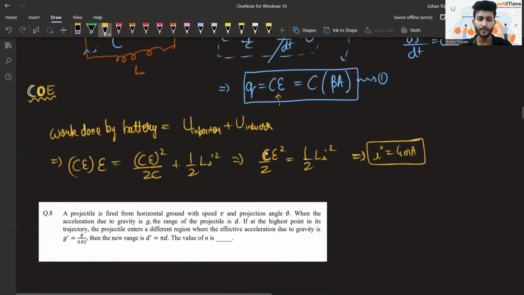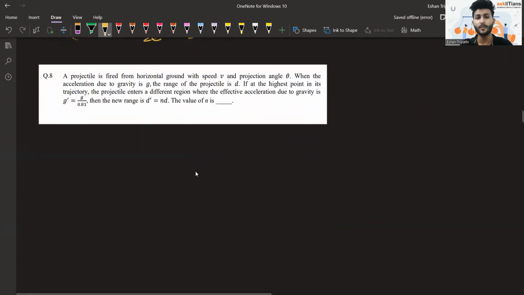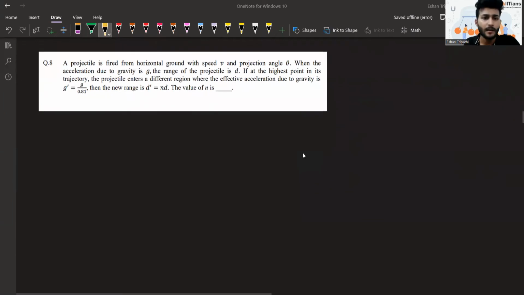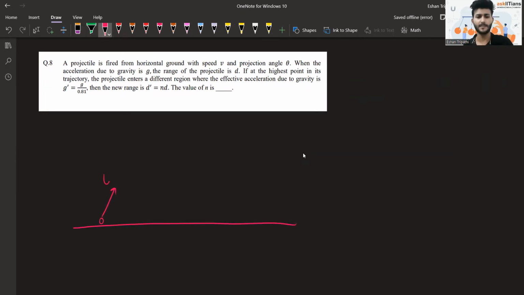So I hope that is clear to you. And now let's move to the 8th question given in this paper. Now this also is one of the easy questions in this paper. Let's see what this question says. There is this ground and a projectile is thrown with some speed v at an angle theta like this. The speed over here is v, the angle is theta.